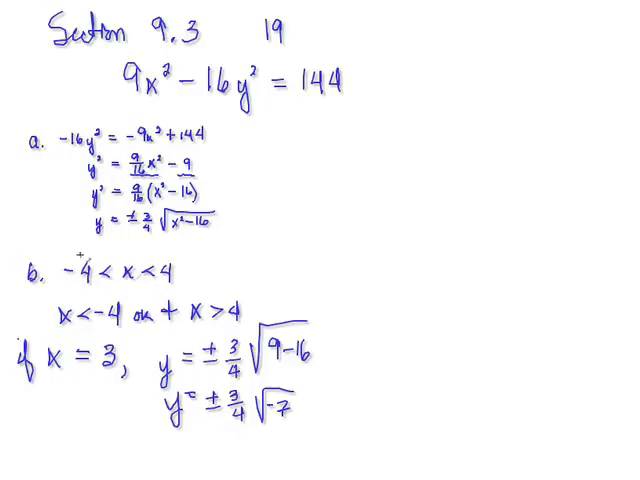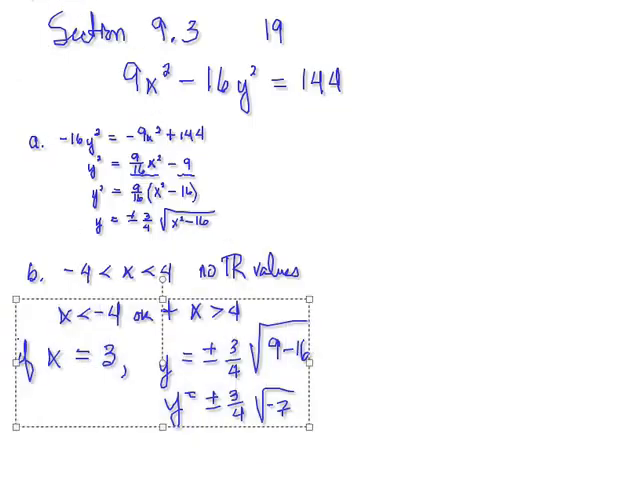So for the values where -4 is less than x less than 4, there are no real values in this range. They'll all be imaginary values in that range. Hopefully that made sense. All right, that's B. Now let's move on.